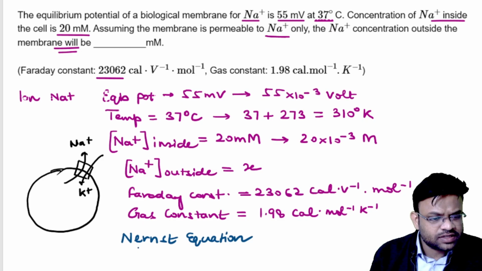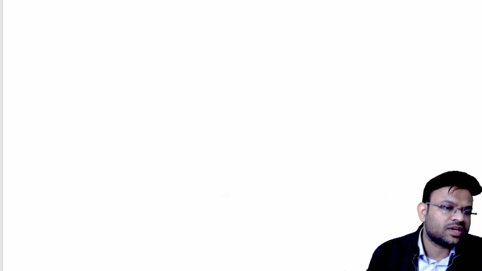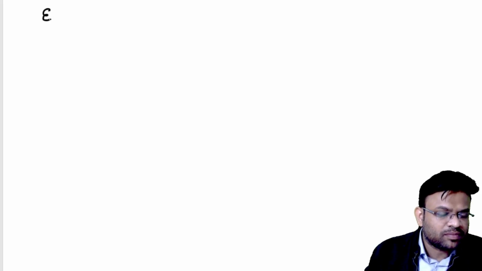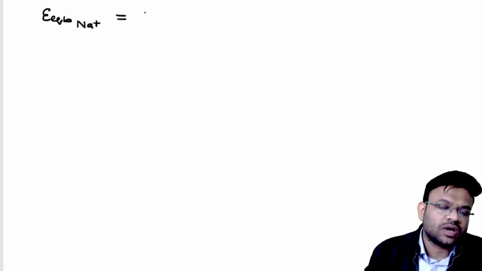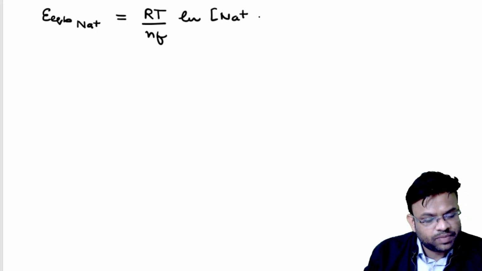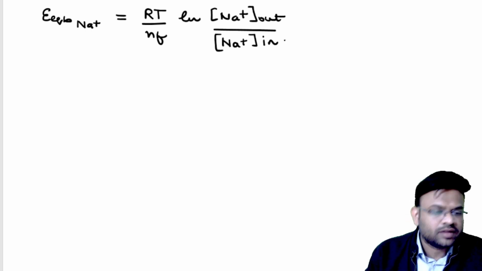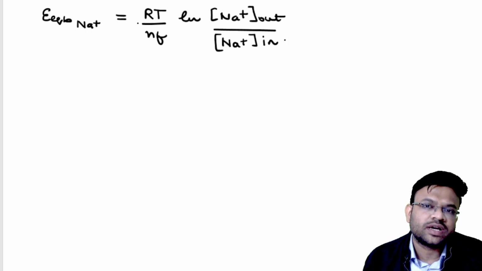Now the Nernst equation is used for calculating the potential, basically the equilibrium potential because of certain ions. What is the formula that I would be using over here? Let me write it down. E equilibrium due to sodium ions is equal to RT upon NF into natural log of Na plus out upon Na plus in. Let me explain what the values are over here.